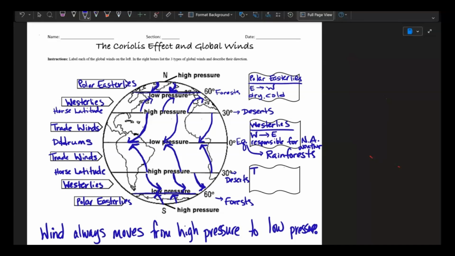And then we had trade winds. Those sometimes are called the tropical easterlies, so they go east to west, and they are the source of most storms. Most of our tropical storms, like hurricanes, are because of trade winds.